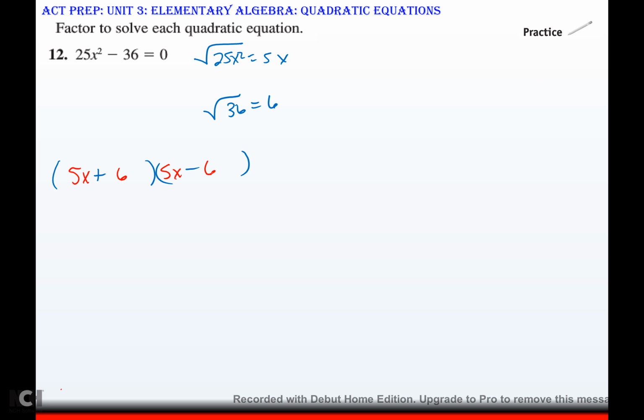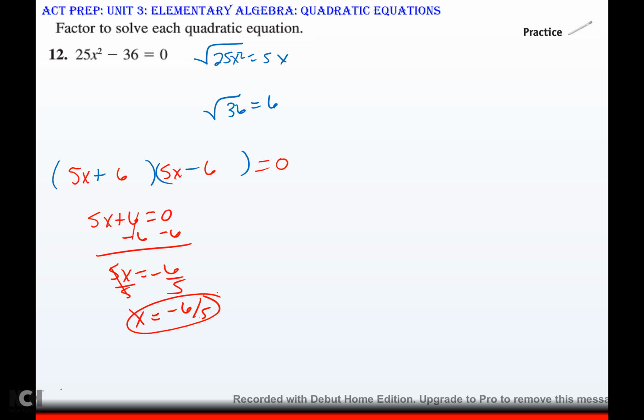To solve those then, I take 5x plus 6, set it to 0. Minus 6, 5x equals negative 6. Divide by 5, x equals negative 6/5. The other one, 5x minus 6 equals 0. Add 6, so 5x equals 6. Divide by 5, x equals positive 6/5.